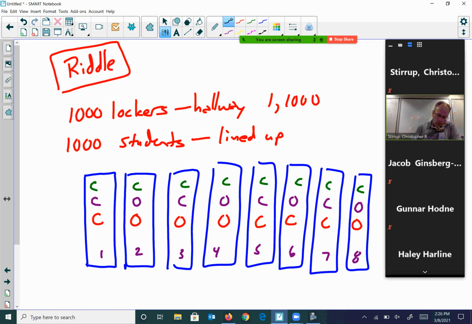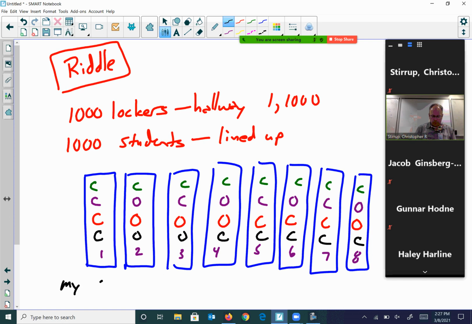The fourth student comes through and does the opposite every fourth. So this one stays closed. This one stays open. Open. They now close this one. This one stays closed, closed, closed. Now they close this one. Okay, do you understand the pattern that we're doing?